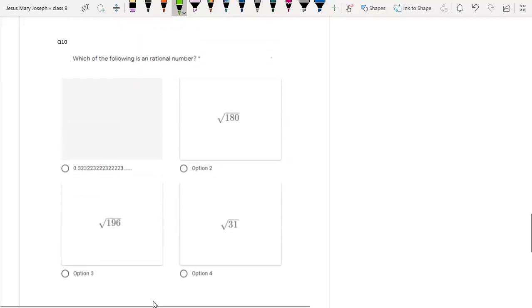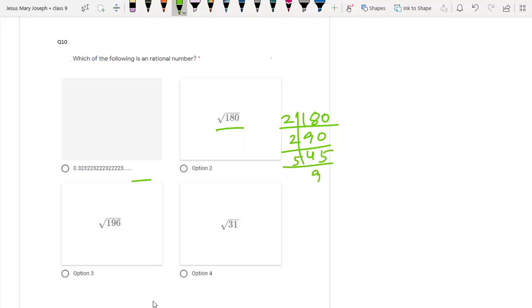Now, question number 10. Which of the following is an irrational number? If you observe this number, root 180, in this case, if you do prime factorization, what will you get? 45, 3. So what will you get? 2 and 3 will come out. This is 1. So 2 times 3 is 6 root 5. This you will get.